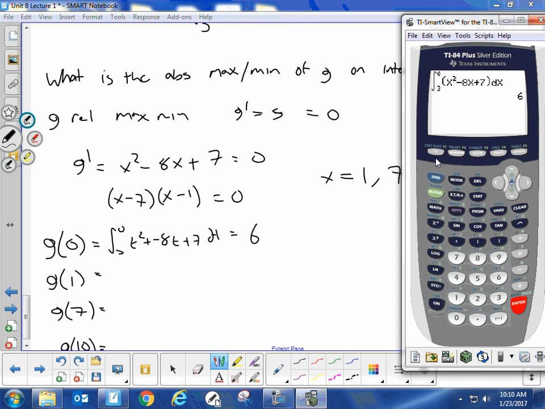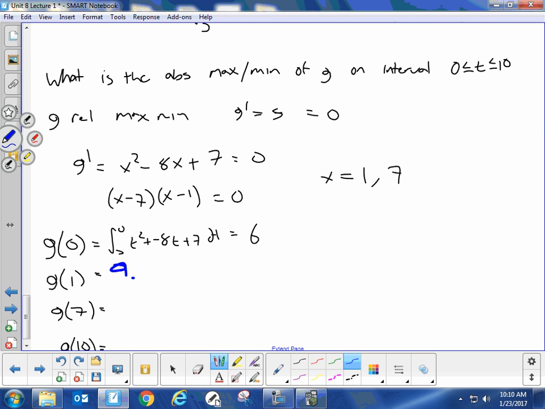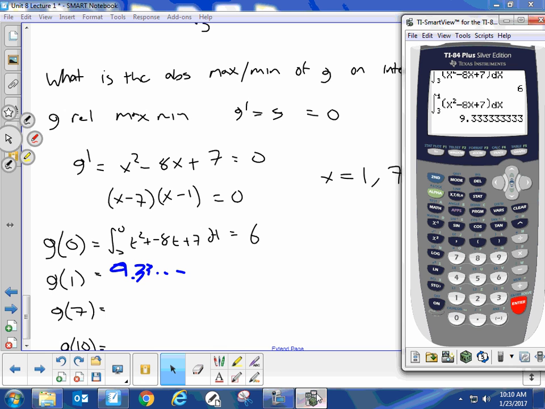I do it from the next one, from 3 to 1. Again, I can just go up and press enter, or I can go second entry, 3 to 1, 3 to 7, 9.3. I'll do 7. Negative 26.